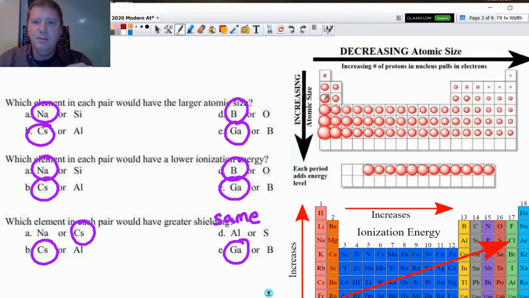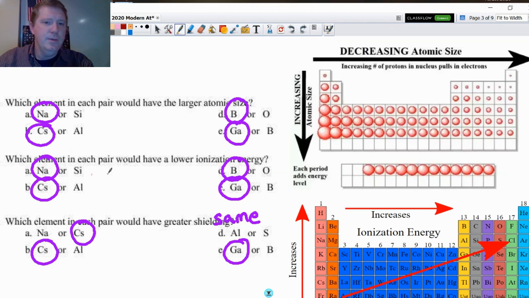So if you compare the location of sodium to the location of silicon, which one of those elements is closer to francium? Heck, it's pretty obvious that sodium is closer to francium, and it would be bigger. And that's what's going on in number 5, just figuring out who's closer to francium and therefore a bigger atom.